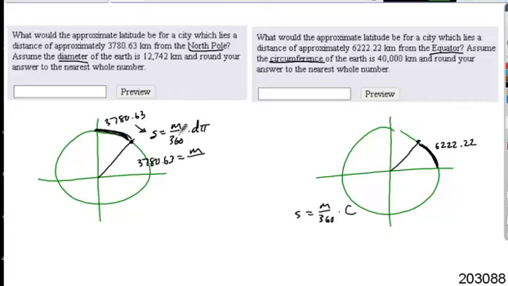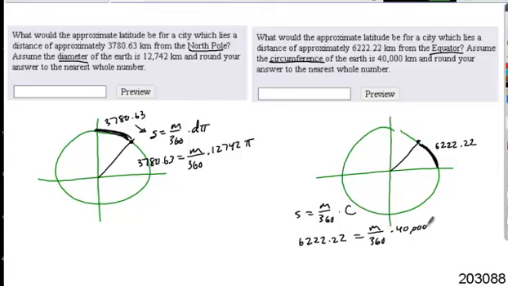I'm solving for my m value. 3780.63 is equal to m over 360 times my diameter, which was 12,742 pi. And on this one here, I substitute in 6,222.22 is equal to m over 360 times my circumference, which was given as 40,000.